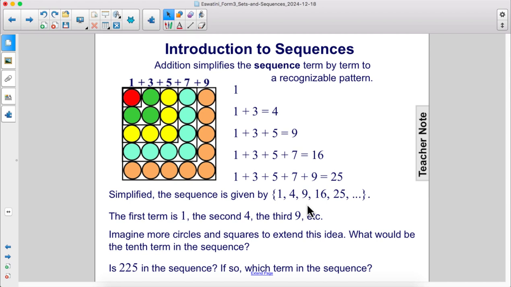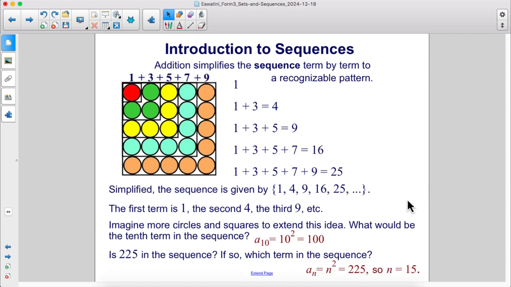What would be the 10th term in the sequence? Is 225 in the sequence? If so, which term in the sequence? The 10th term would be 10 squared, which is 100. 225 is in the sequence because it is a perfect square for the number 15.